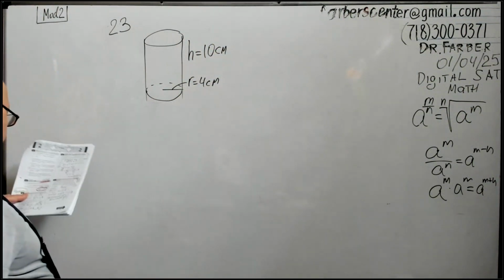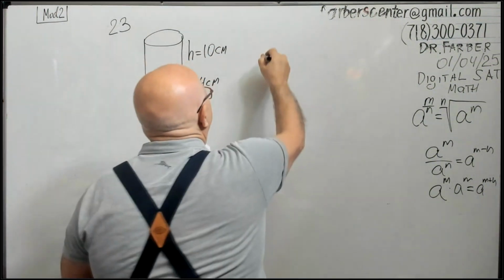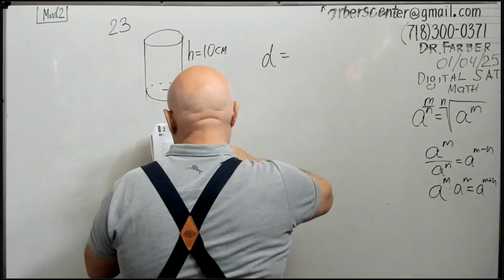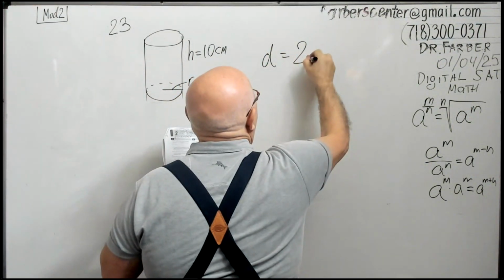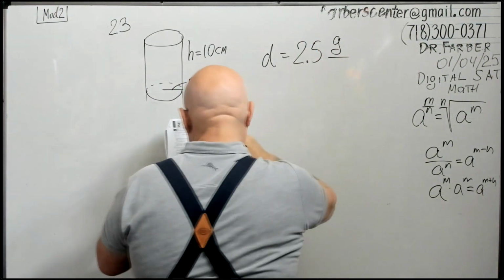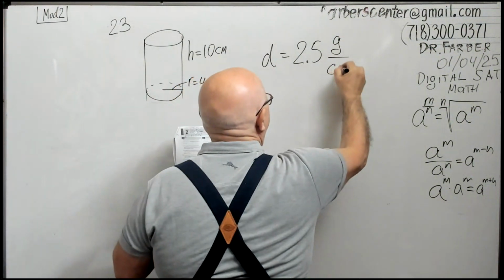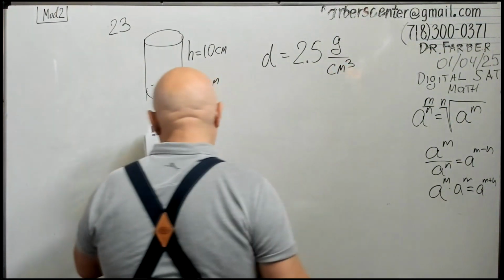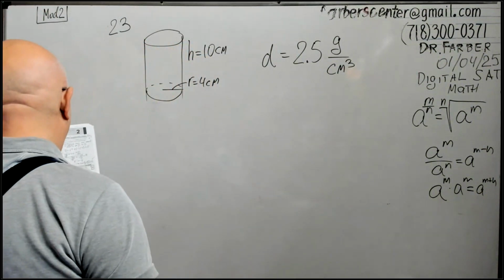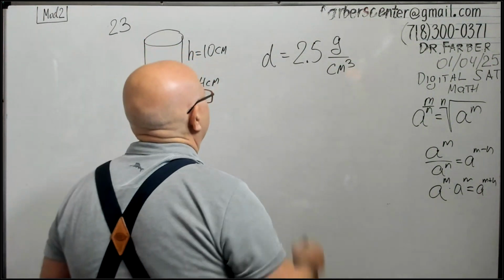What else? We know the density, 2.5 grams per cubic centimeter. Okay, what is the mass of the object? You have to find mass.